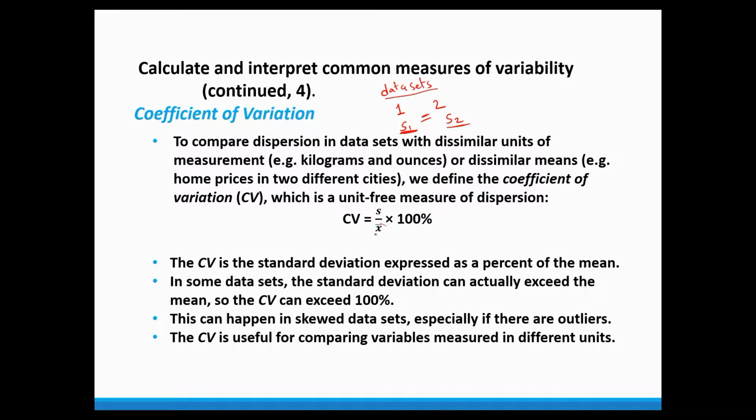So after doing this, we are dividing the standard deviation of the data set by its mean. In this case, we would have two coefficients of variation. Both of them are unit-free measures of dispersion. In this case, we can compare the two data sets.